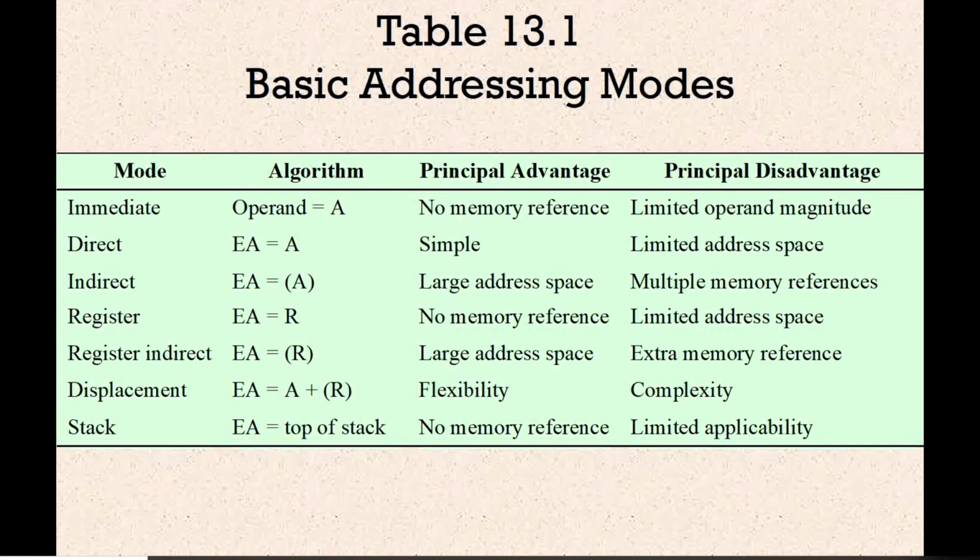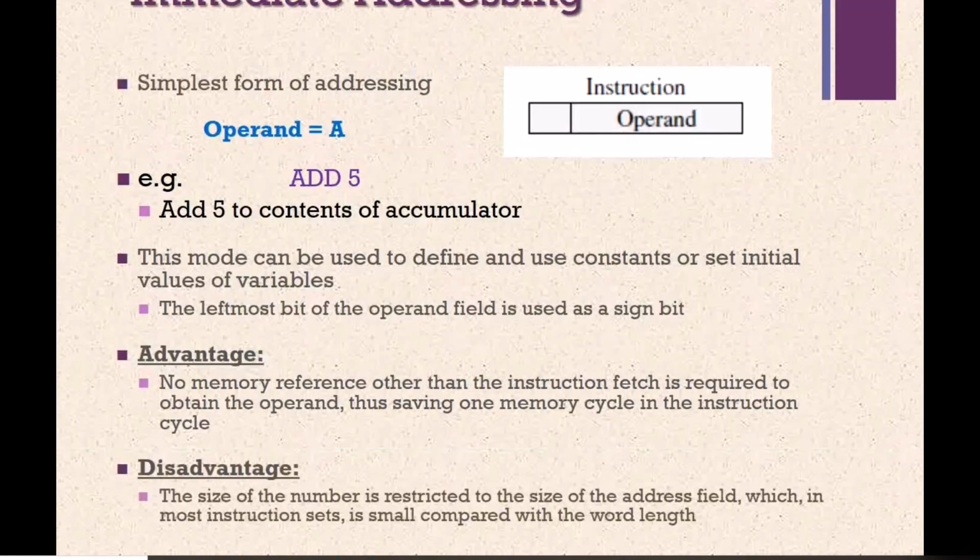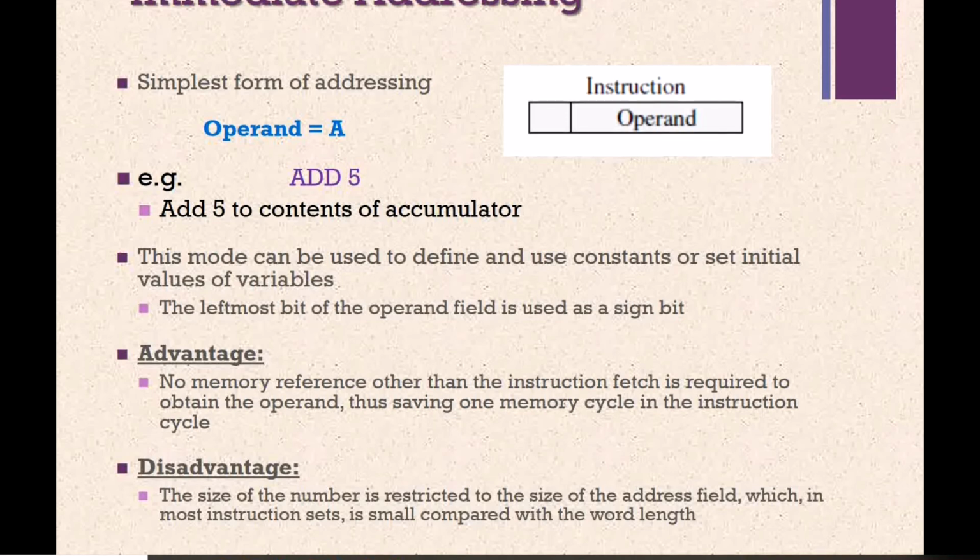So immediate addressing. There is an example of immediate addressing in which, for example, add 5 to the contents of the accumulator. So we want to store an operand, the number 5, in the accumulator. This mode can be used to define and use constants or set initial values. The leftmost bit of the operand field is used as a sign bit.